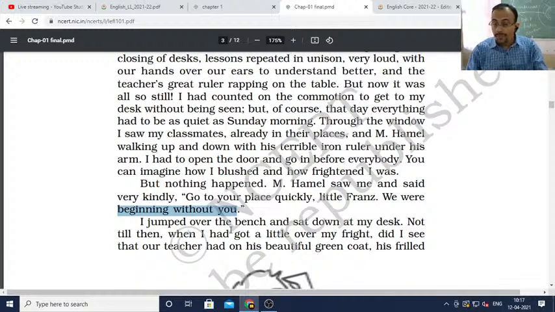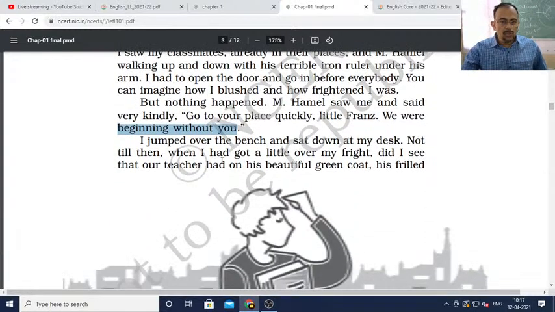This is what M. Hamel, the language teacher of Franz, said: "Go to your place quickly, little Franz. We were beginning without you." Franz jumped over the bench and sat down at his desk.